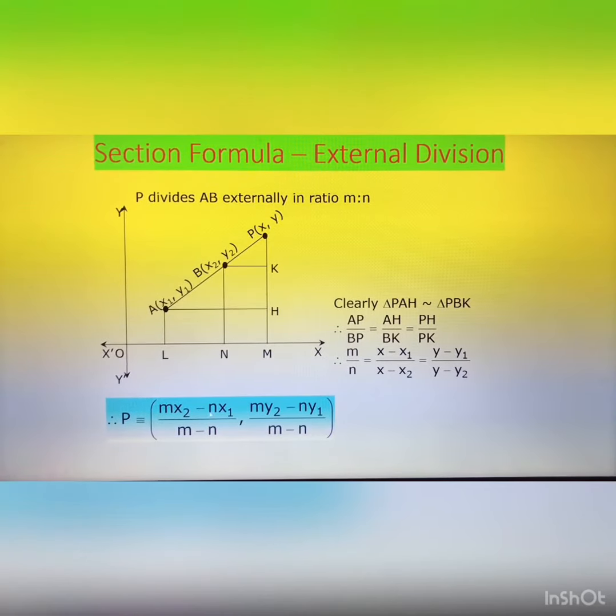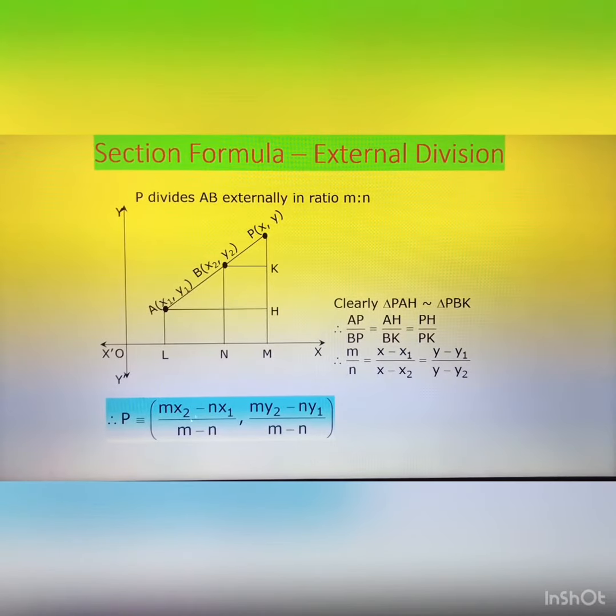In the internal formula, you will get a plus sign in both places, that is numerator and denominator. Similarly in the y coordinate, you will get a plus sign here, and in the external division, you will get a negative sign in both places, that is the numerator and denominator of the x coordinate and the numerator and denominator of the y coordinate. Y coordinate means ordinate and x coordinate means abscissa.